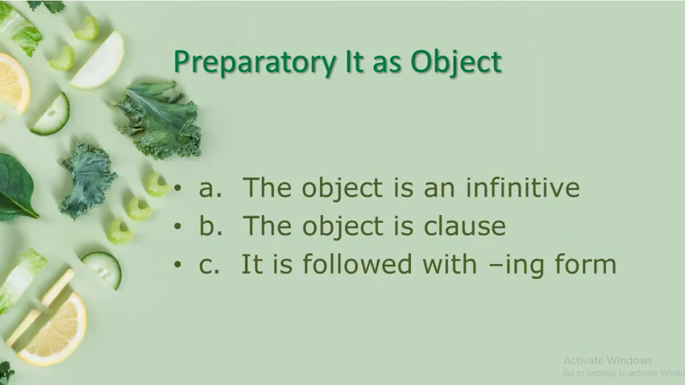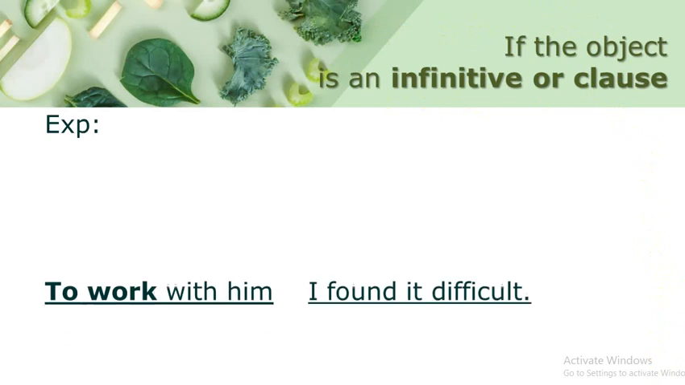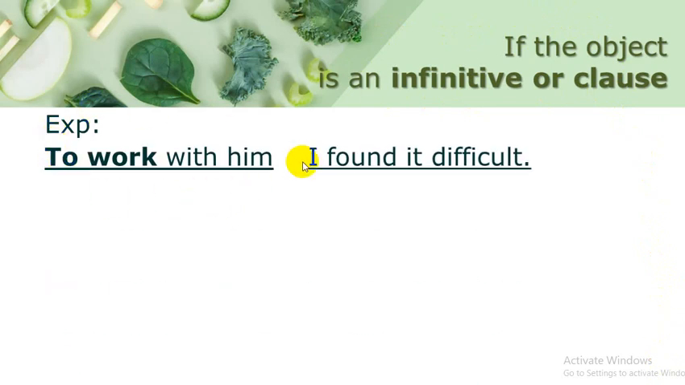Next, preparatory it as object. It can be used if the object is an infinitive, the object is a clause, and it is followed with the ing form. The first and second functions are when the object is an infinitive or a clause. Example: to work with him, I found it difficult. To work with him is the infinitive form. Oh, sorry, the object is here: it.